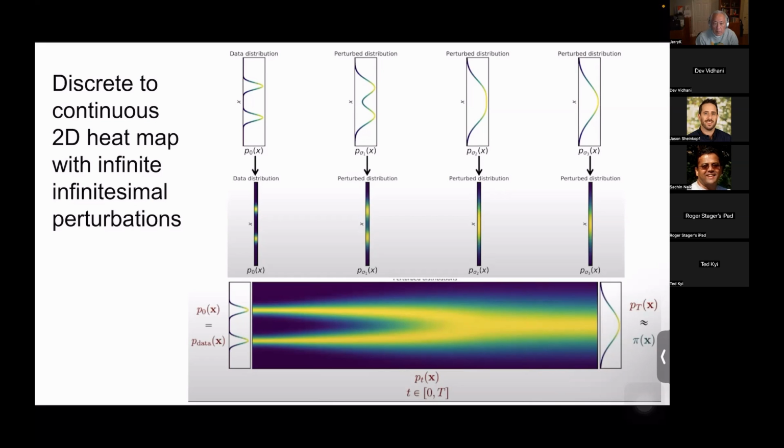score-based generative models are. So maybe I'll just pause here for 10 seconds in case anyone has a question or comments or concerns before I proceed.